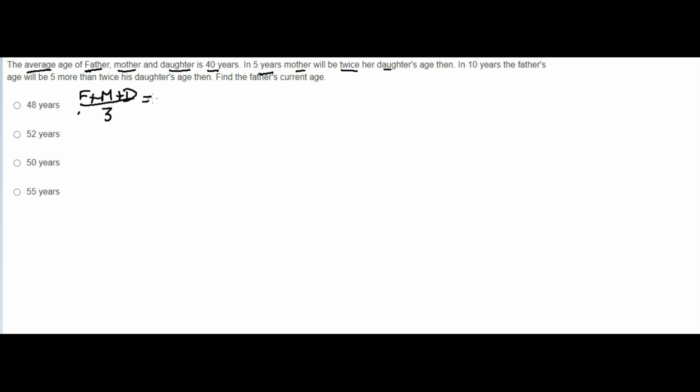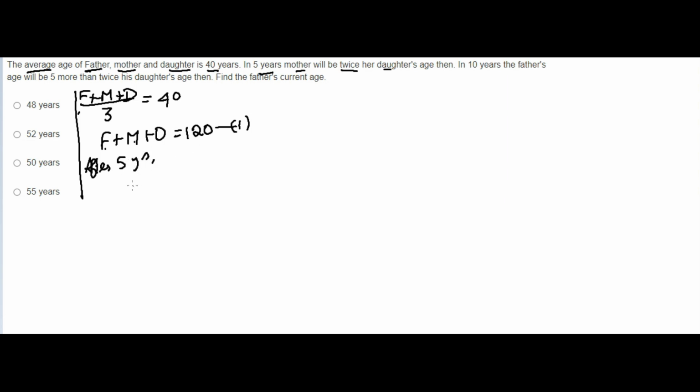3 numbers, and what is that? 40. Is it right? So automatically you translate it as F plus M plus D, F for father, M for mother, D for daughter, is equal to 120. Is it right? We just take it as equation number 1. It's very simple. And in 5 years, so in 5 years means what?